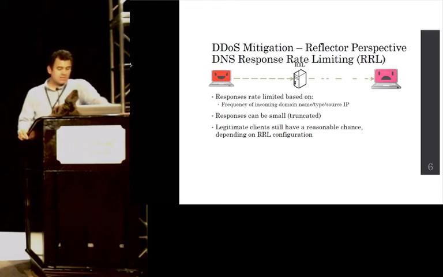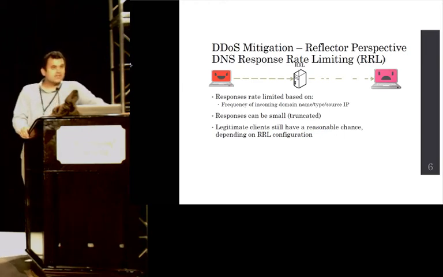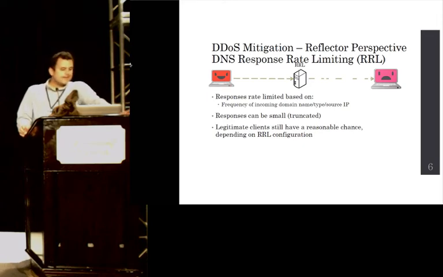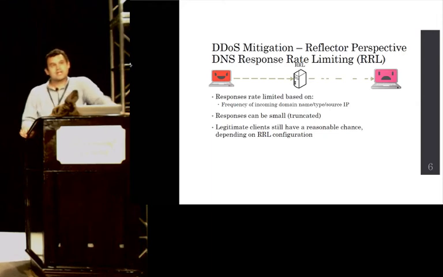And the responses that are then returned to the requester, or the victim in the case of a reflection attack, can be small because they are truncated. And this allows the clients, if they still want to get legitimate requests to the server, to still have a reasonable chance of being responded to because of these occasional requests that are being sent back.